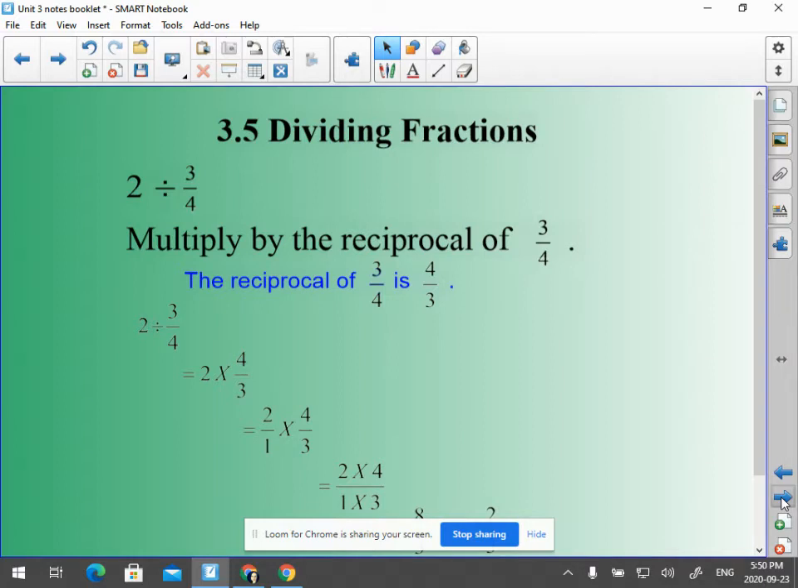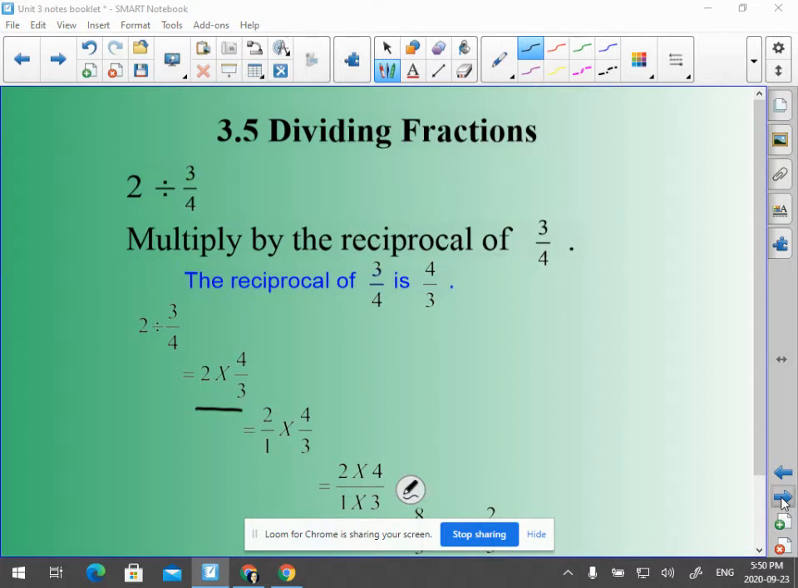So 2 divided by 3/4 actually means that we are multiplying by the reciprocal. So when we do a division, we are actually multiplying by the reciprocal. That word reciprocal means that we are flipping the second fraction upside down. So the numerator and denominator are just trading positions. 3 out of 4 is becoming 4 out of 3. Okay, so that is how we do it. So 2 divided by 3/4 is actually becoming 2 times 4 out of 3.